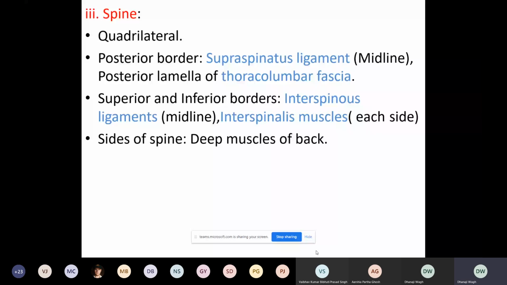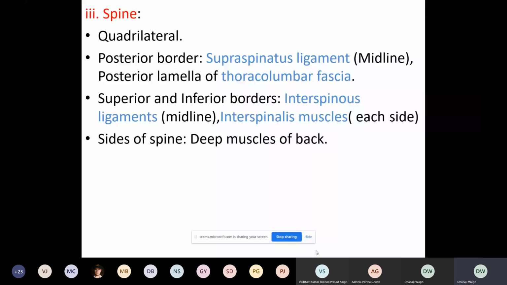On the sides of the spine, there is a deep muscle of the back. The spine is quadrilateral. There is the attachment of the supraspinous ligament, then the thoracolumbar fascia. Then you can see the superior and inferior border, the interspinous ligament and the interspinalis muscle, and the deep muscles of the back.